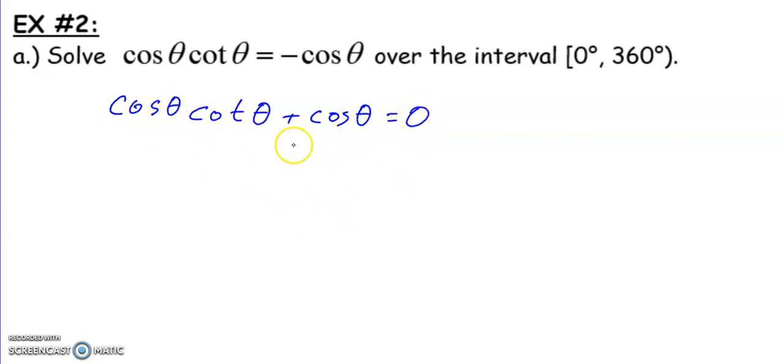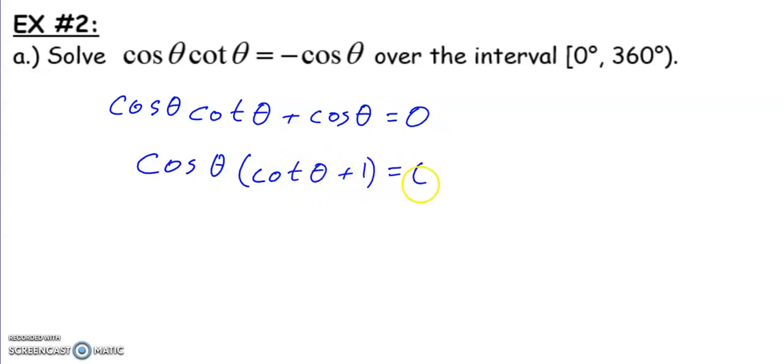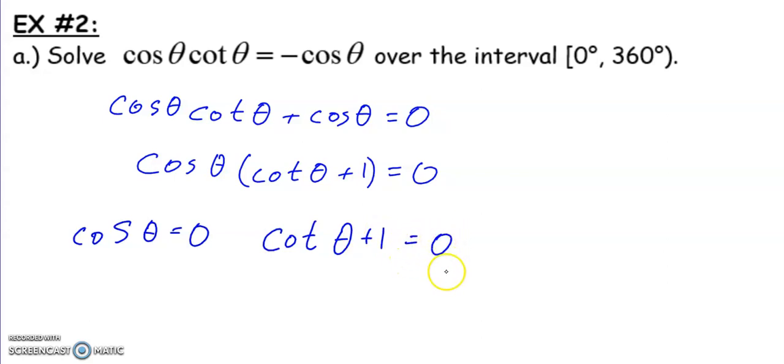I'm going to go ahead and factor, taking out the GCF, which in this case is cosine theta, and that's going to leave me with cotangent theta plus 1 equals 0. So we know cosine theta equals 0. I also know cotangent theta plus 1 equals 0. Now we are going to use our inverse trig operations to get these by themselves. So we are going to say that the inverse cosine, or arc cosine, of 0 equals theta.